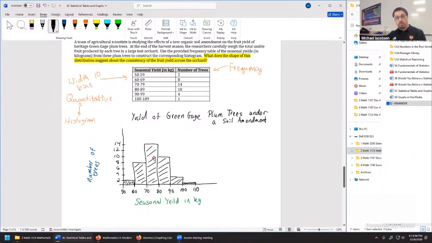And as far as the shape goes, notice it has one major peak between 70 and 80. And then it falls off about the same to the left and to the right, but it trails off a little bit more to the right. There's that one tree that's a little bit further off. Not exactly an outlier, it's still close to the main grouping of data, but we still have to say something about the data we see here.